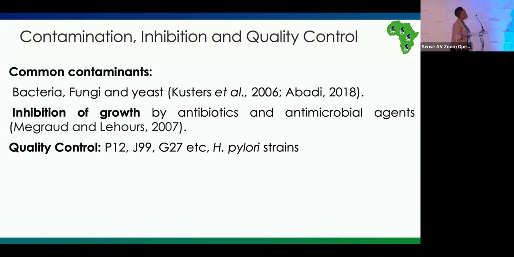Contamination usually occurs during culture of H. pylori. We could have fungal and yeast or other bacteria contaminating the plate. Inhibition of growth may occur through antibiotics. For one of the biopsies that we cultured, when there was no growth, we had to investigate if the patient had been on antibiotics, and the patient told us that he had been on a probiotic. So we had to instruct the patient to stay away for some time, and then another biopsy was taken, and then there was growth. So it's possible to have inhibition from previous use of antibiotics.